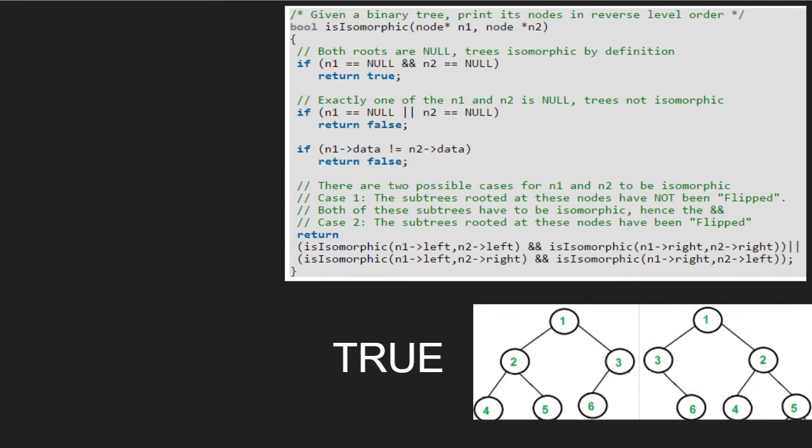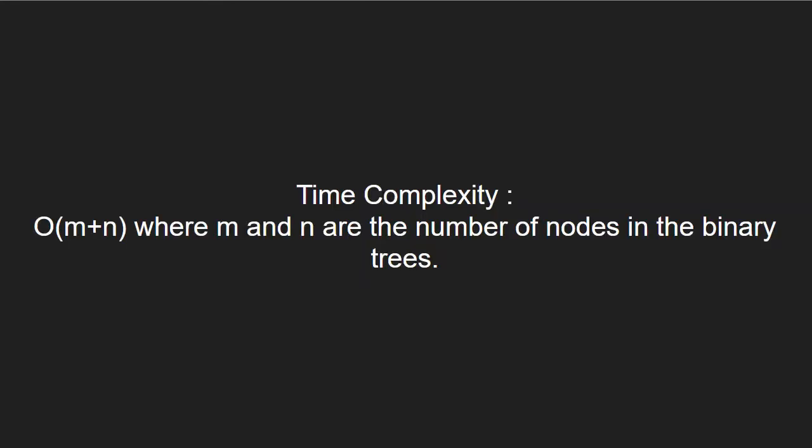Now let us have a look at the time complexity of the program. This code will run in big O of m plus n complexity. Here, m and n are the number of nodes in the two binary trees. With this, we come to an end of this tutorial.